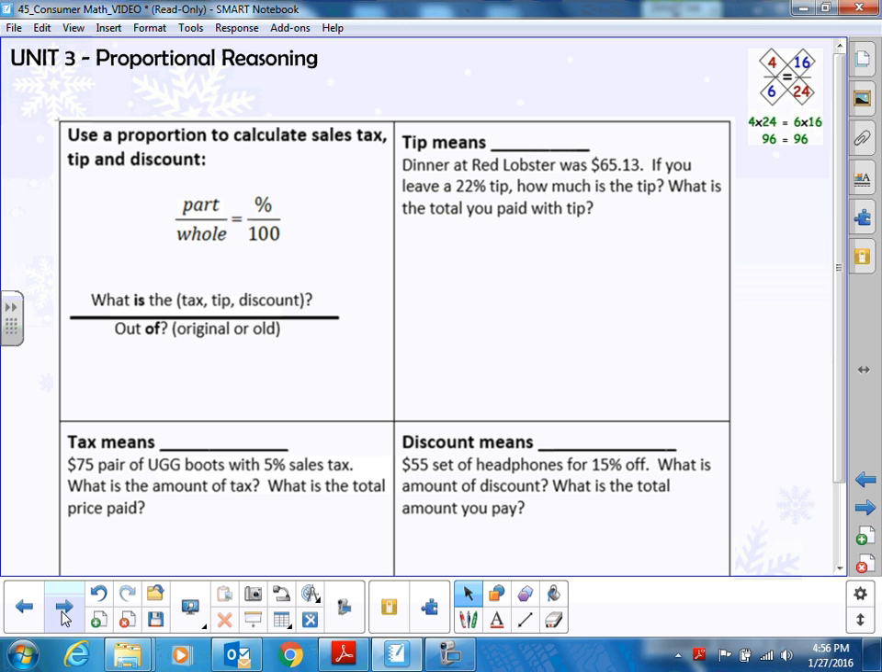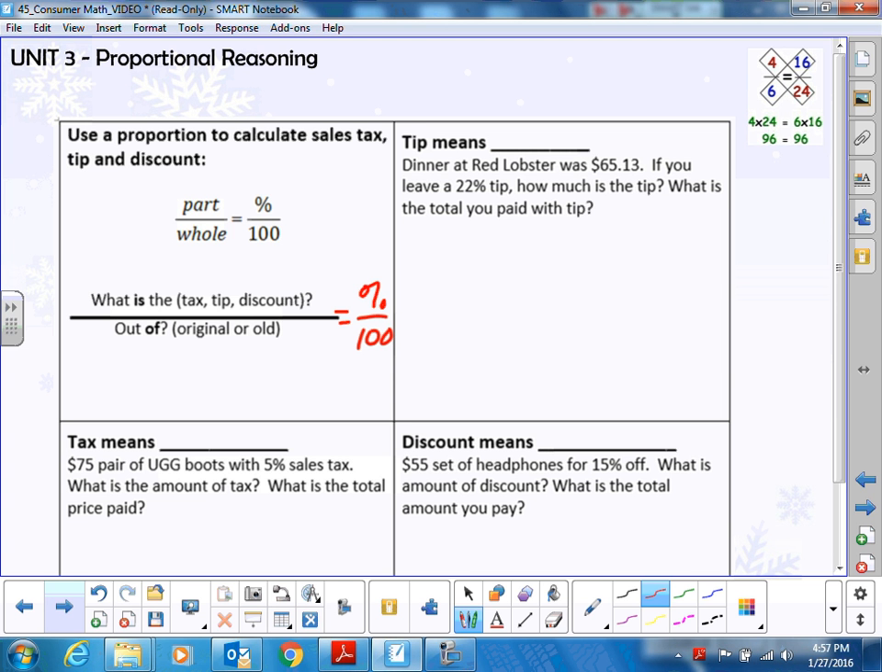So we put this on the back. We just put this to remind you. Part over whole equals percent over 100. What is the tax, tip, or discount out of? And then, of course, that is cross-multiplied with percent over 100. So let's look at this first problem.